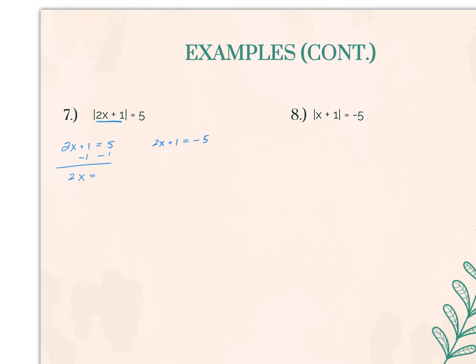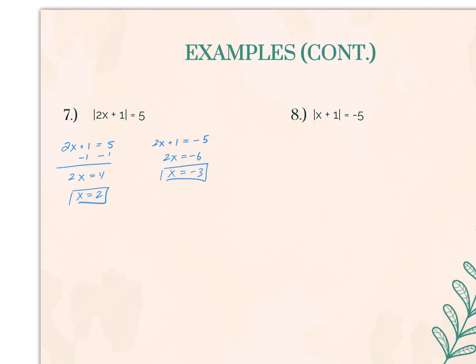So 2x equals 4, so x equals 2. And then we come here and we do 2x equals negative 6, so x equals negative 3. Now, once you find your solutions, you should obviously check them and make sure they work. So if x is 2, you're like, okay, 2 times 2 is 4, 4 plus 1 is 5, and so it equals that. Perfect. And we do the negative 3, and we get negative 6 plus 1, that's negative 5, and the absolute value of negative 5 is 5, and so it's perfect, okay?